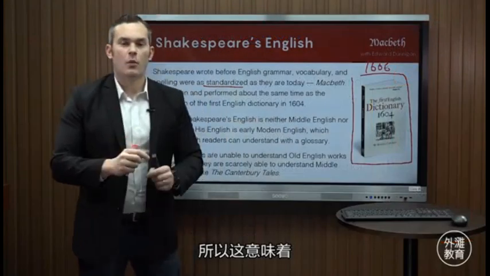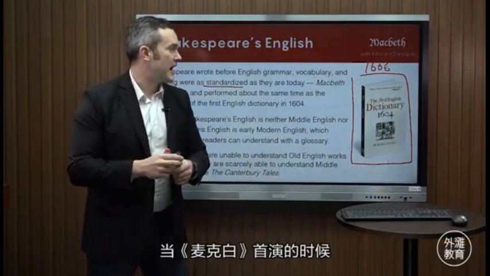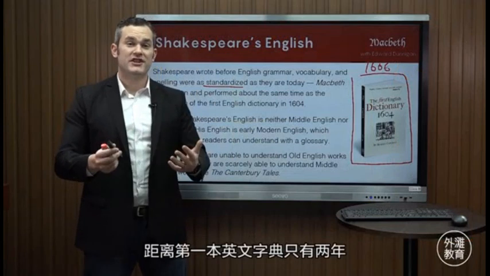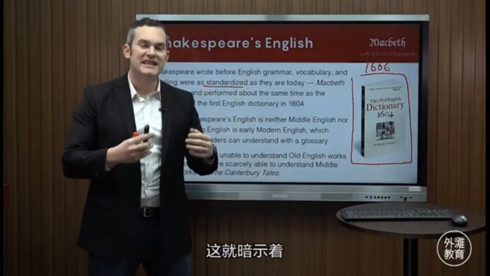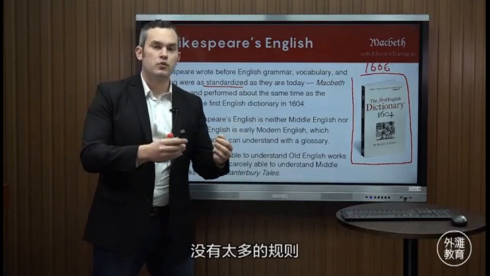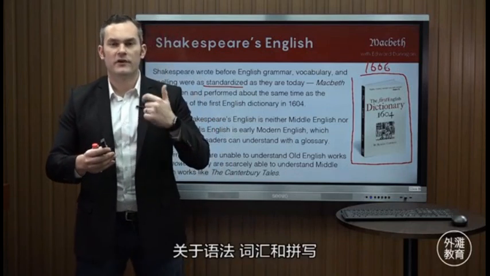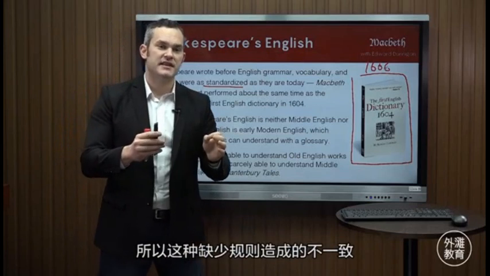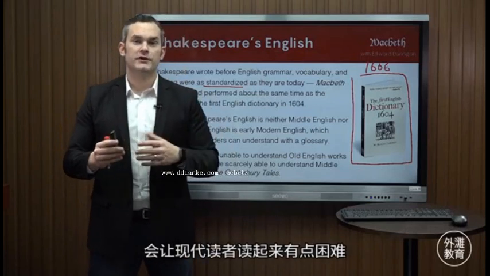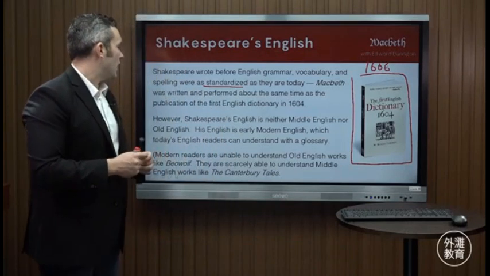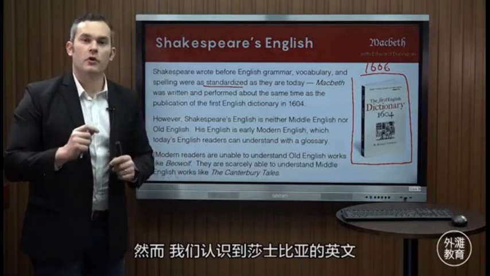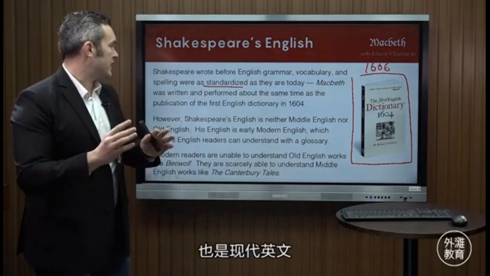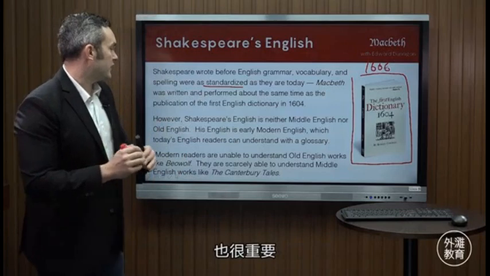So that means that when Macbeth was performed for the first time, there had only been an English dictionary for 2 years. So that's an indication that there weren't as many rules about grammar, vocabulary, and spelling. This lack of rules and these inconsistencies can make things a little bit difficult for the modern reader. However, it's also important that we recognize that Shakespeare's English is modern English.